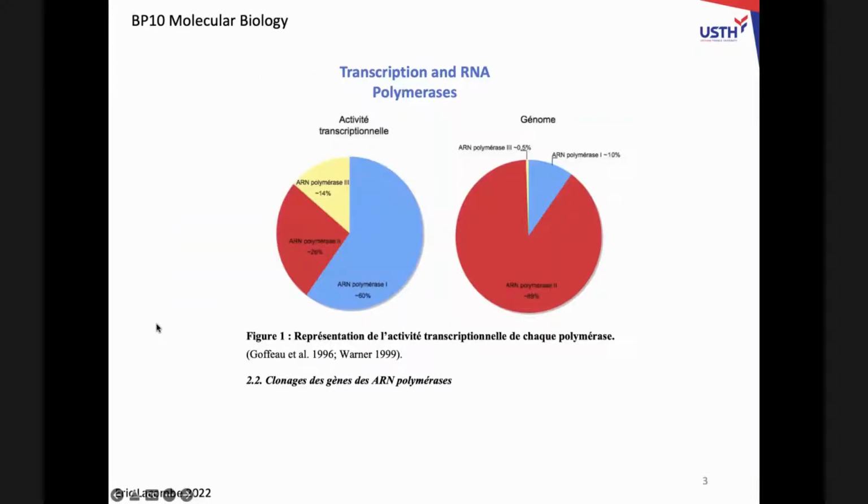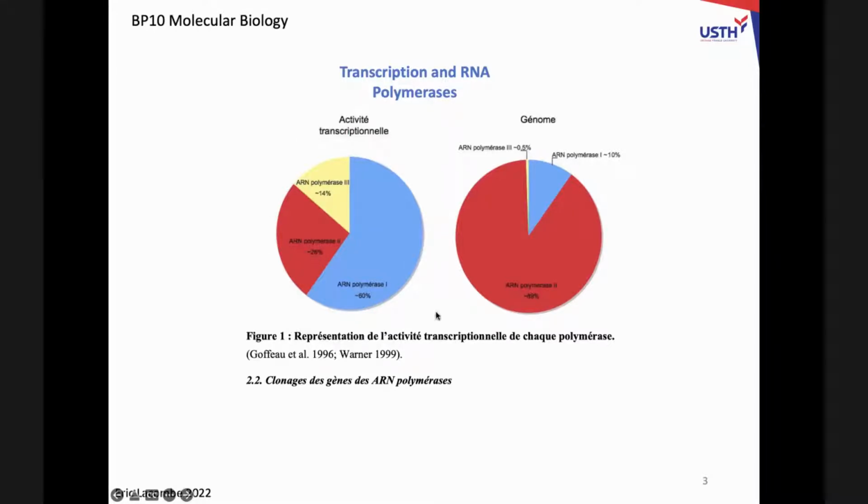One general comment about transcription. This chart is very interesting to me. So you have a color code, yellow, red, and blue, which is related to which RNA pol we are talking about. On the left, you've got, sorry, it's in French, just the top, but I think it's completely understandable. So, on the left, you've got the transcriptional activity of the 3 polymerases. So you see it's written in %.